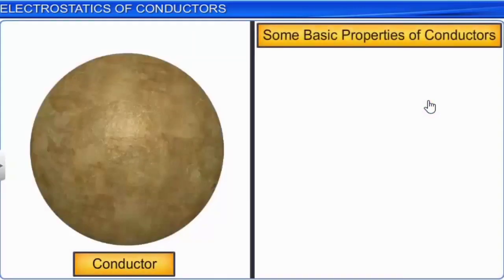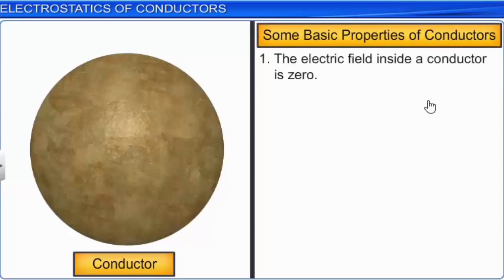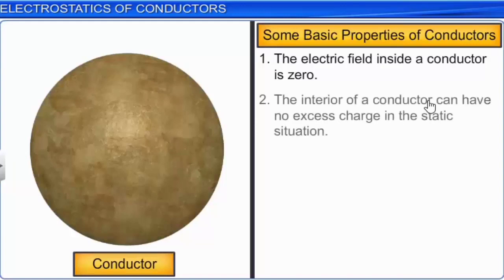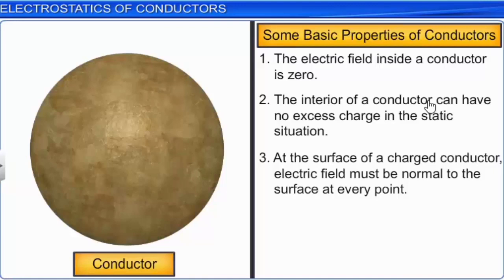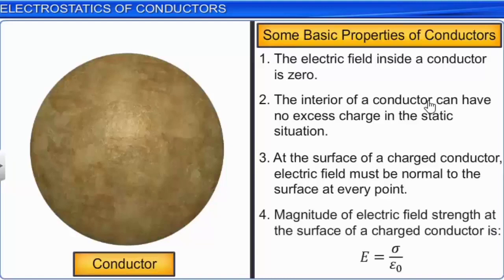Some basic properties of conductors that are in electrostatic equilibrium are: the electric field inside a conductor is zero. The interior of a conductor can have no excess charge in the static situation. At the surface of a charged conductor, the electric field is normal to the surface at every point. The magnitude of the electric field strength at the surface of a charged conductor is E equal to sigma by epsilon naught.